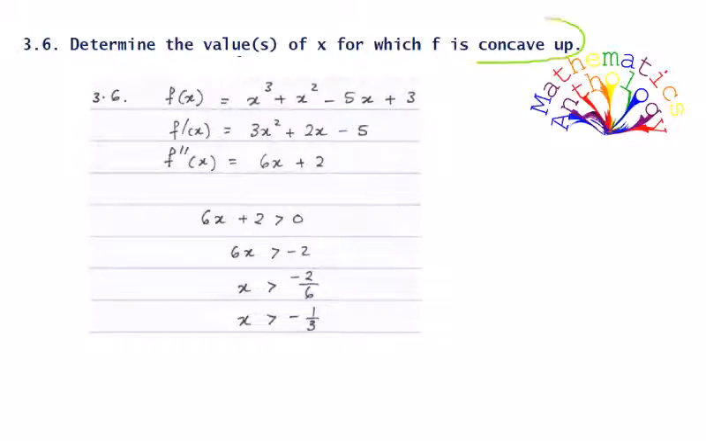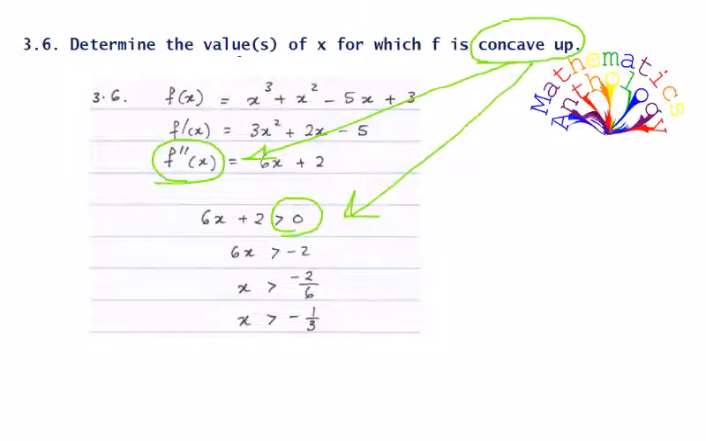The last one here, 3.6, determine the values of x for which f is concave up. Now, important to note here, when they want you to solve for a graph being concave up, the rule is you need to take the second derivative and make that more than 0. That's for concave up. So we have our f of x graph equation we worked out in 3.5. f of x is equal to x cubed plus x squared minus 5x plus 3.